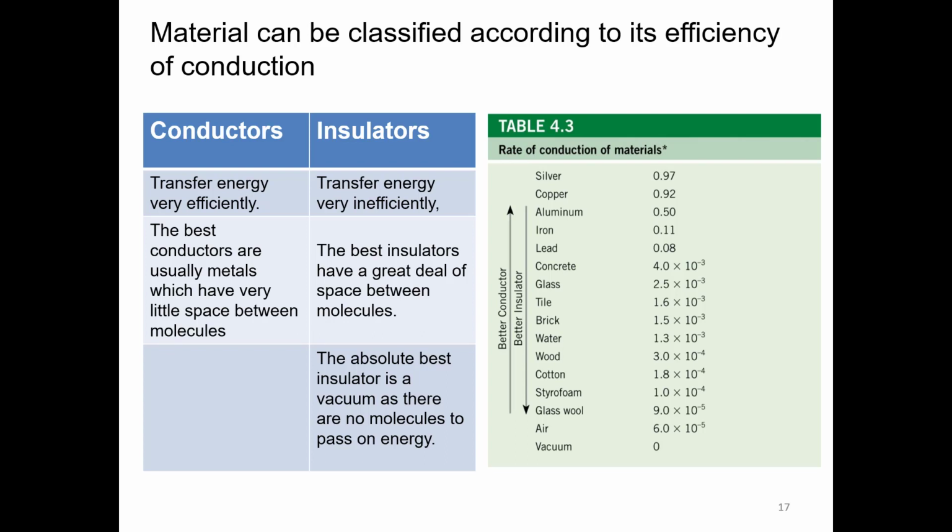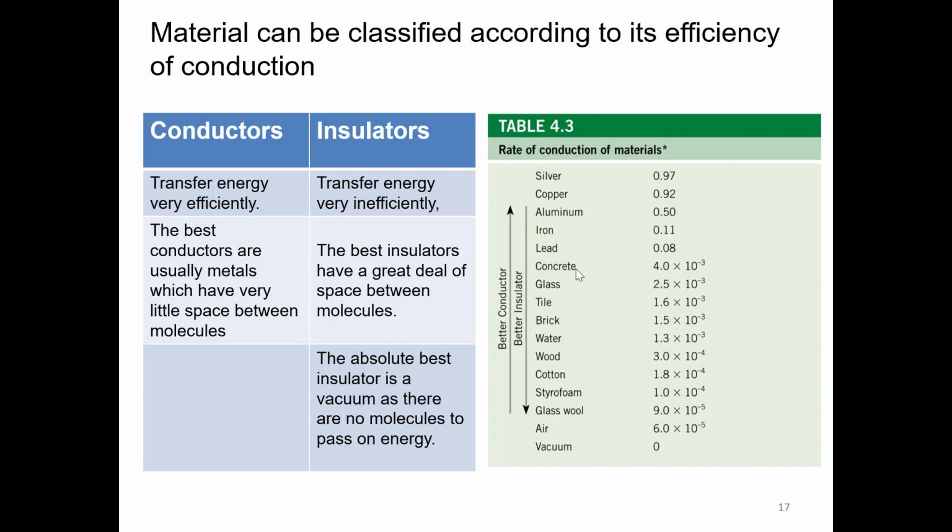According to the efficiency of heat conduction, materials can be conductors or insulators. Conductors transfer energy very efficiently, and usually conductors are metals. But we also have insulators. They transfer energy very inefficiently, and these are usually gases.